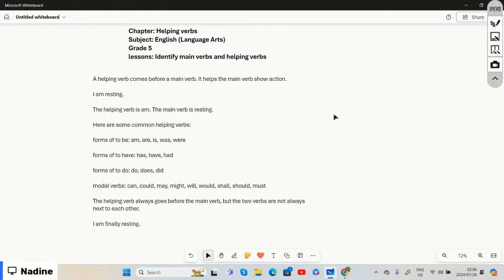All right. So when it comes to helping verbs, a helping verb comes before a main verb, right? So it's like we are saying it helps the main verb to show the action.